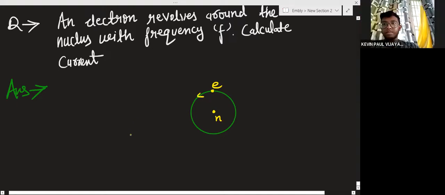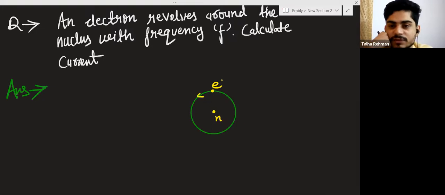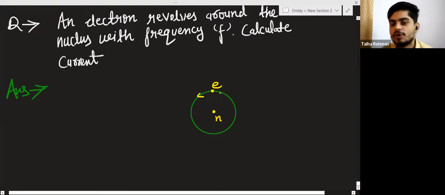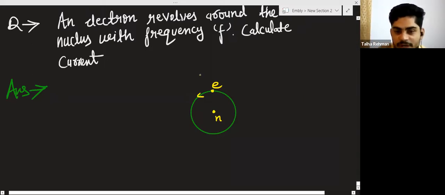So see here, this is the electron, and we know that the electron has charge. Electron is a charged particle. And what is happening here? I have told you that whenever a charged particle is in motion, there will be current. So here the electron is revolving around the nucleus, means the electron is in motion. Electron is moving, so the current will be produced.